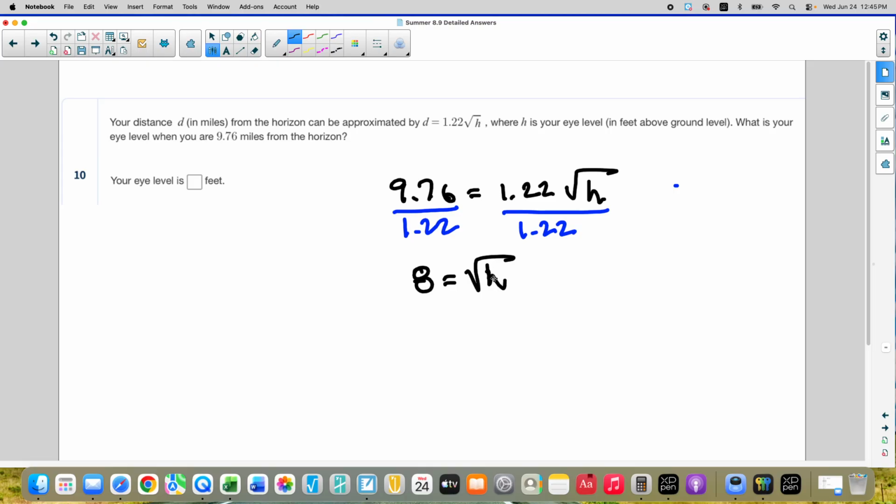Now this time we have to get rid of the square root. What gets rid of a square root? A square. So we're going to square both sides. That gives us 64 equals h. Square cancels the square root, leaving us h. So we are 64 feet from the horizon.